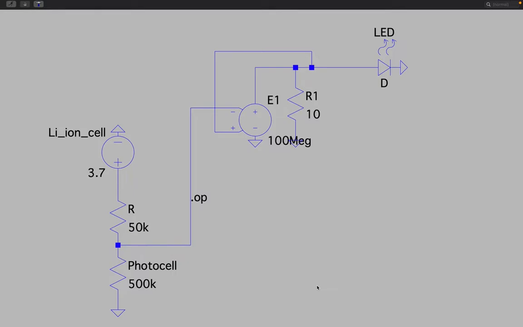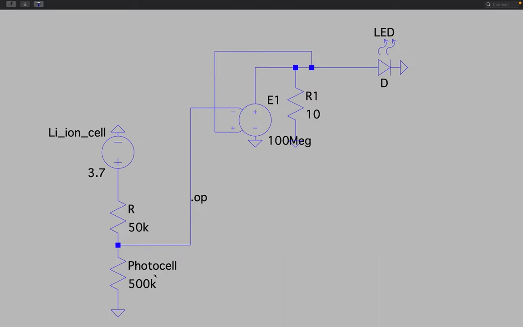Our project is a light sensitive switch for an LED. We are using a photocell to create a potentiometer. Depending on the resistance of the photocell, which increases or decreases depending on the light that falls on it, the potential at this point, and so the LED, would be decided.